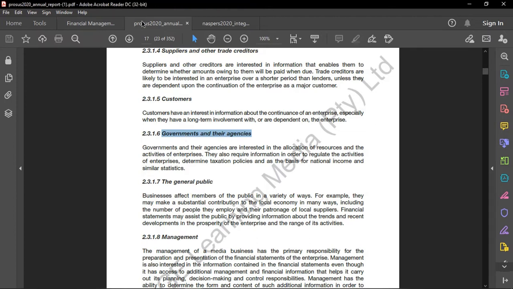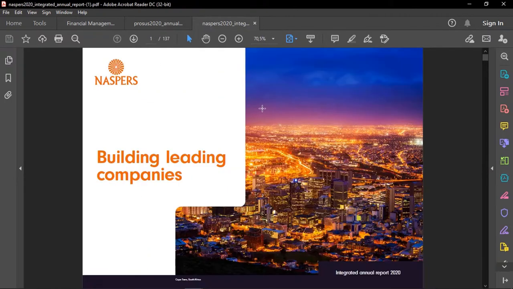If we're looking at Naspers and Prosus, same thing applies. Do they pay tax? They definitely do. And how much tax are they going to pay? Well, if SARS doesn't have an accurate set of financial statements, it would be impossible for them to evaluate how much tax a particular company is going to pay.